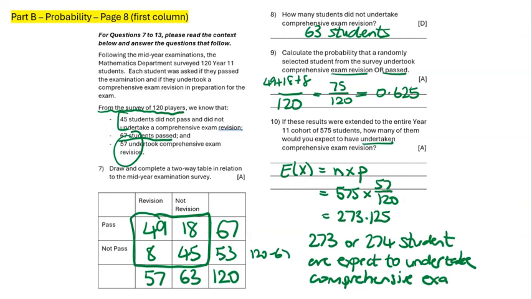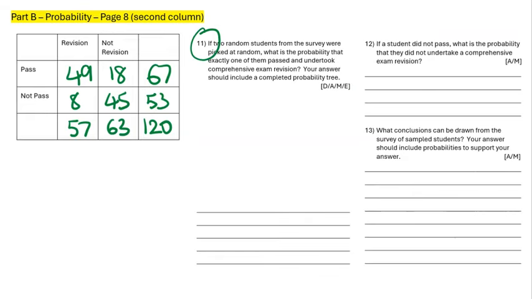I suppose if you're watching this video, you're going the extra mile and looking through all of that. There we go. So we're now into question number 11, and this is one of the Excellence questions. So you can get any of those marks on this one here. So we've got: if 2 students are selected at random from the survey, what is the probability that exactly one of them passed and undertook comprehensive exam revision?